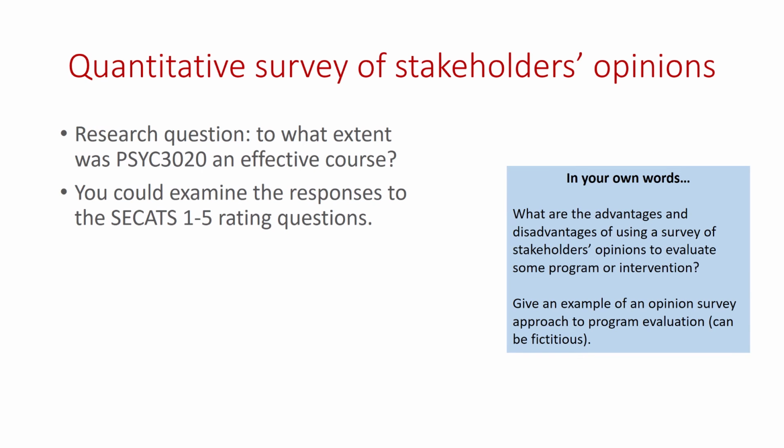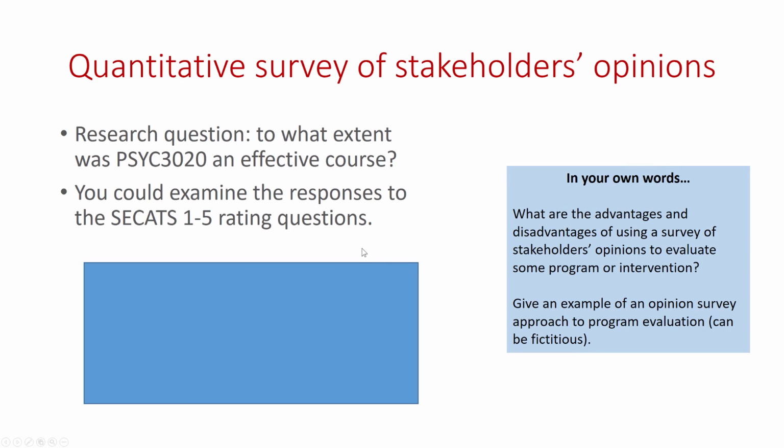Third type of experimental design, a quantitative survey of stakeholders' opinions. So let's say the research question is, to what extent was Psych 3020 an effective course? So you do your CCATs, you answer a bunch of questions that you respond to on a numerical scale, 1 to 5, and basically I get all that data after the end of semester and can get a sense of to what extent you believe that this course was any good or not.